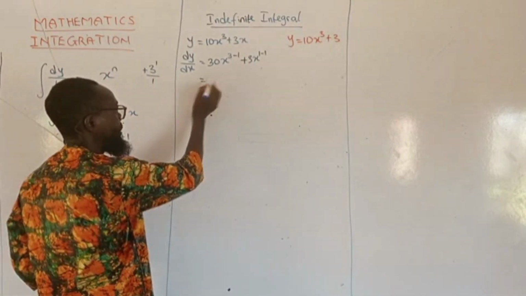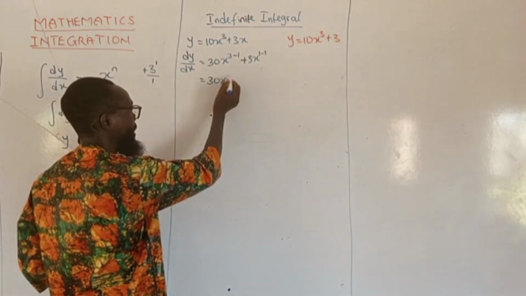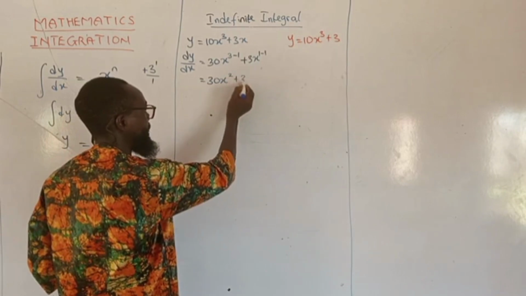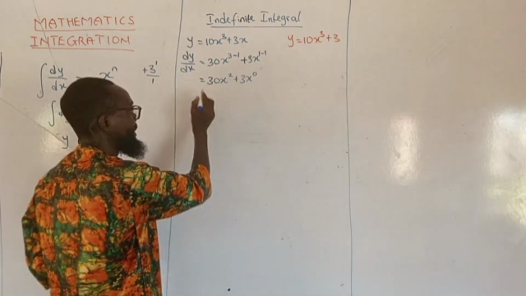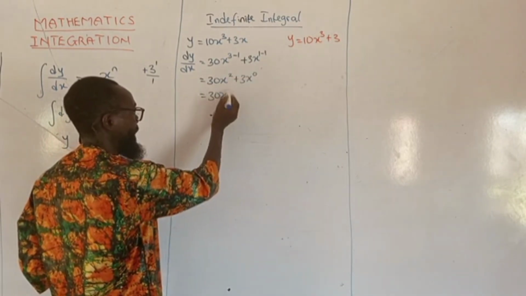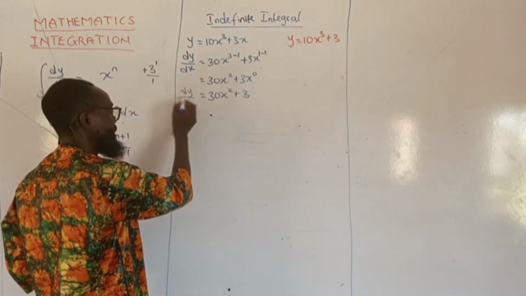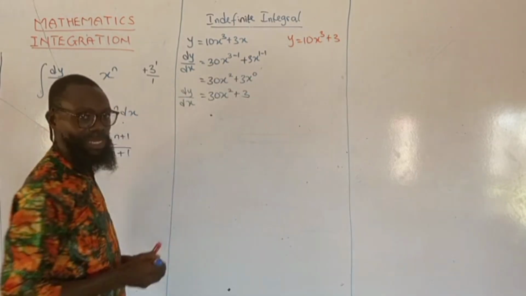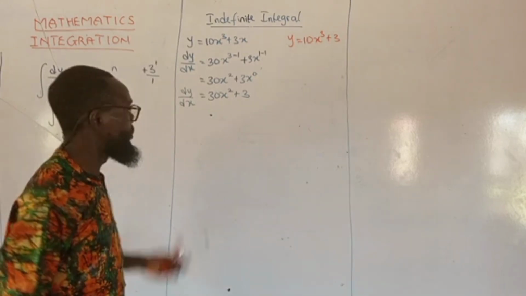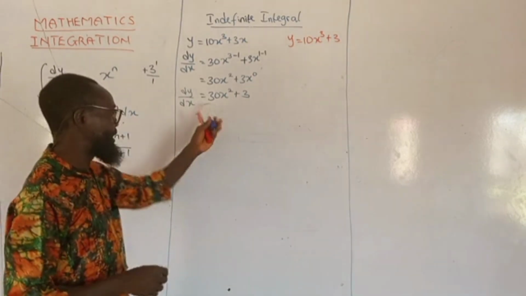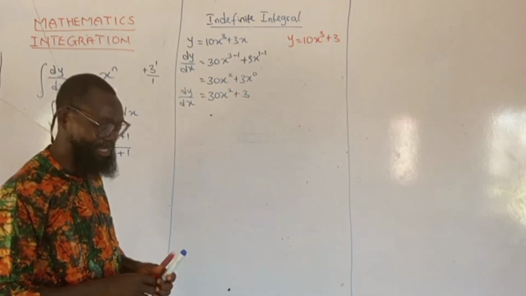So here we have 30x power 2 plus 3x power 0. That is 30x squared plus 3. That is our dy/dx. From here now, we want to integrate this.